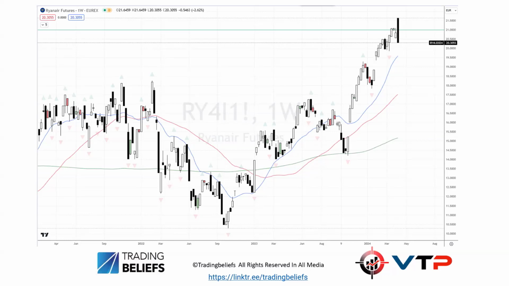And we can see from being down here back in September 22, we were back at 10 and a half euros. Nice bullish key reversal there, ended that downtrend, and you can see for yourself we are up at 21 euros.